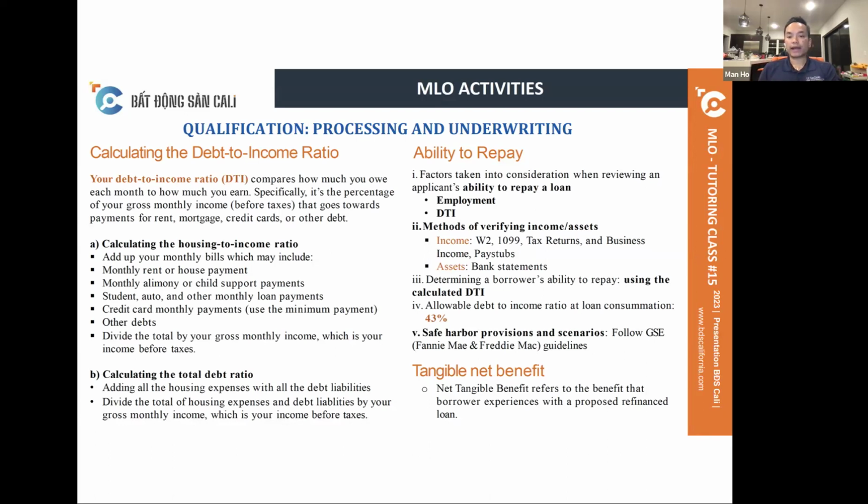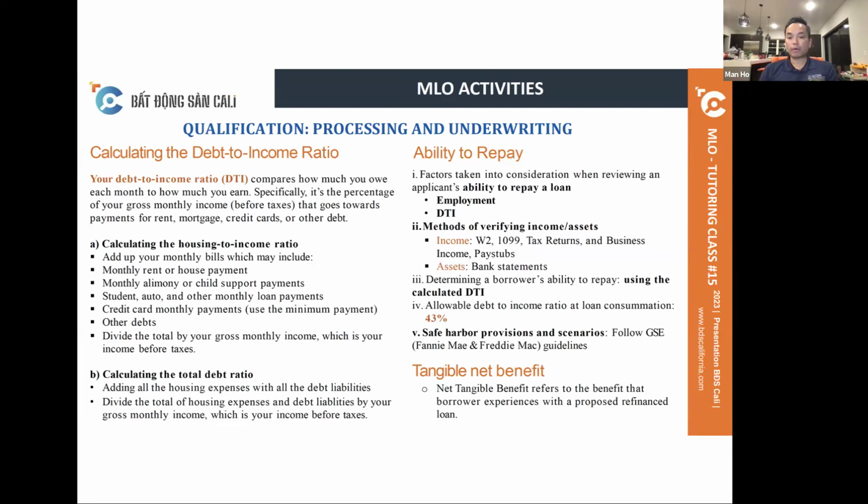Okay. Method of verifying the income and assets, including the income: W-2, 1099, tax return, business income, pay stubs. Assets, including bank statements. Verify the income using the bank statement, meaning that there's maybe a business owner depositing all the money into the bank. That's the only way that you can verify.